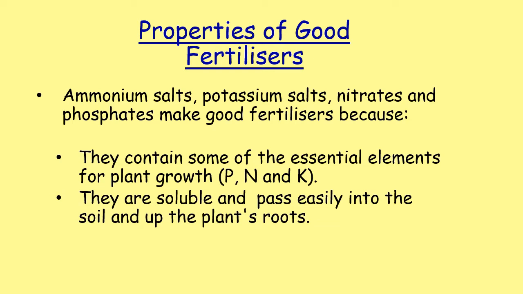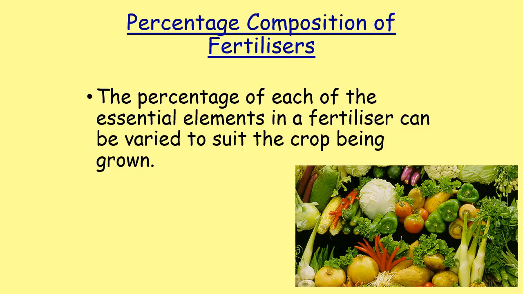Now, ammonium salts, potassium salts, nitrates and phosphates make good fertilizers because they contain the essential elements N, P and K. And also those salts are soluble and pass easily into the soil and up into the plant's roots. Those are the two requirements to be a good fertilizer. You need to contain at least one of phosphorus, nitrogen and potassium, and you need to be soluble.